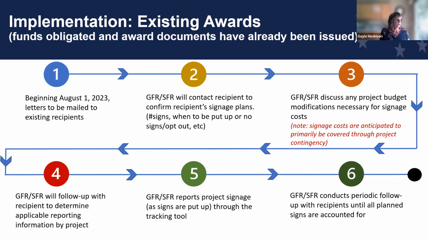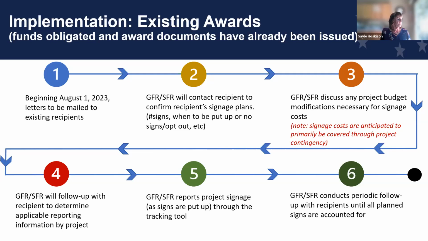So beginning around August 1st, letters will be mailed to the existing recipients. And then the GFR or the state representative will contact the recipient to confirm their signage plans: the number of signs, when they plan to put them up, or if they opt out or don't plan to put up signs. Step 3 is the GFR or SFR will discuss any project budget modifications necessary for that signage cost. And the note here says signage costs are anticipated to be primarily covered through the project contingency because the project has already been obligated.